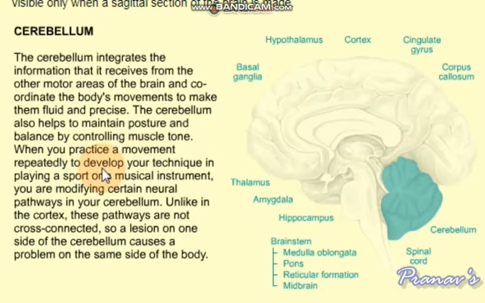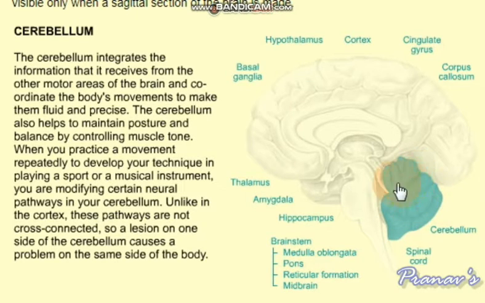When you practice a movement repeatedly to develop your technique in playing a sport or a musical instrument, you are modifying certain neural pathways in your cerebellum. Unlike in the cortex, these pathways are not cross-connected, so a lesion on one side of the cerebellum causes a problem on the same side of the body. So cerebellum's basic function is to balance and to control the movement of muscle tone.